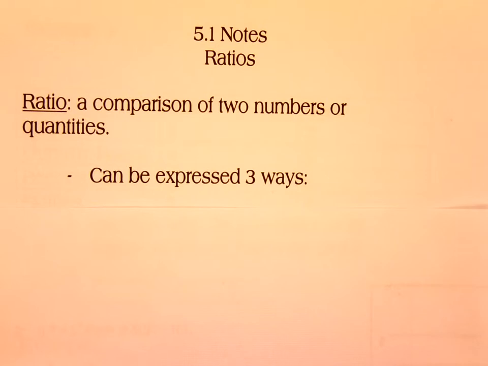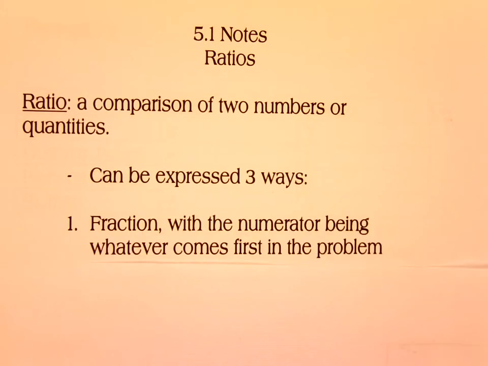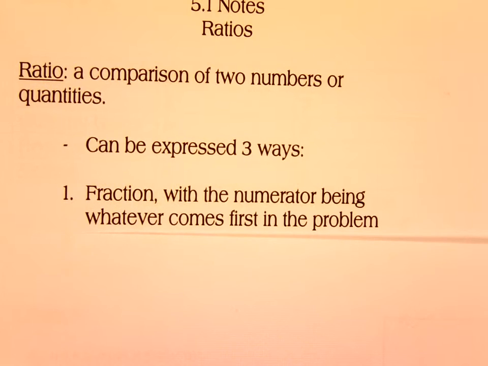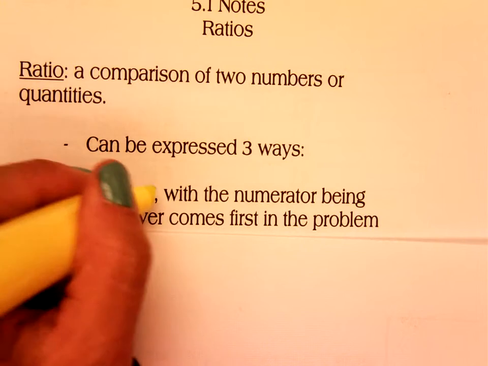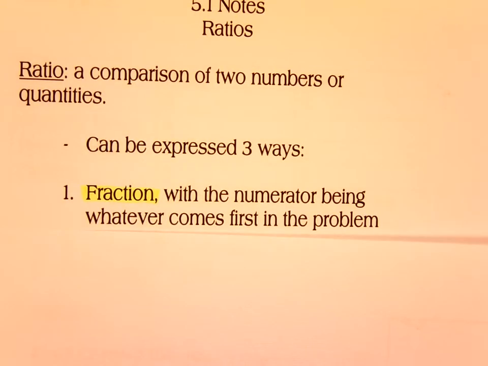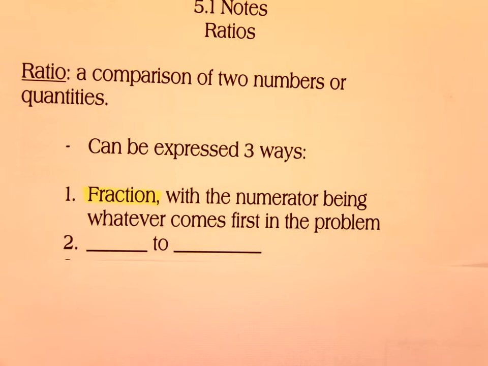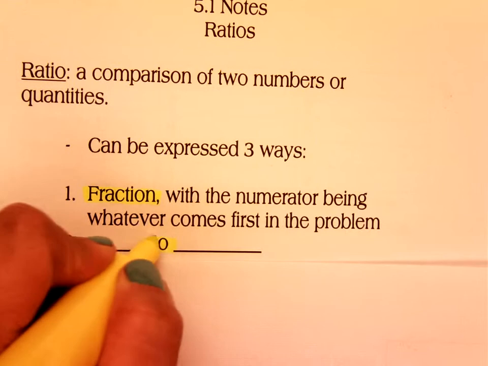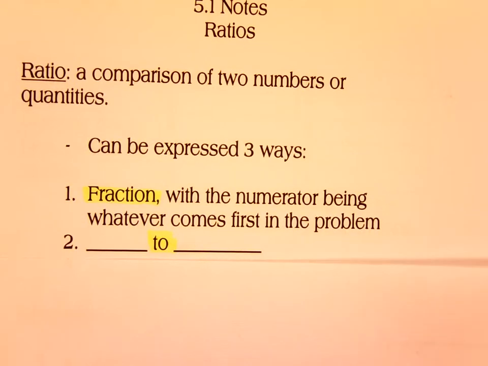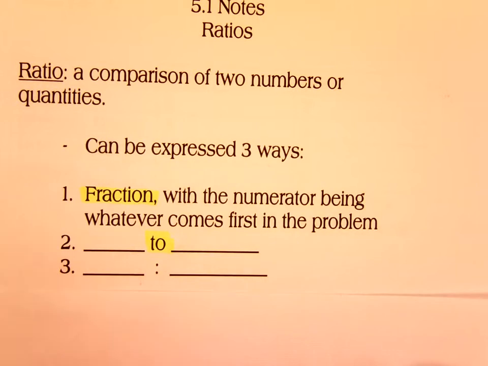A ratio can be expressed in three ways. The first way is by fraction, with the numerator being whatever comes first in the problem. So if I said dogs to cats, and I said 5 dogs, you would have to write 5 as the numerator. The second way is to have the word "to" in the middle, and then the second number, whatever you're comparing. And the third way is to have the colon. So those are your three ways of writing a ratio.